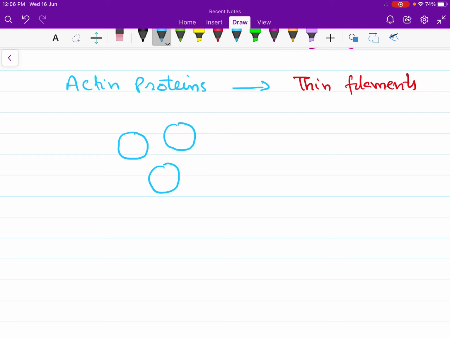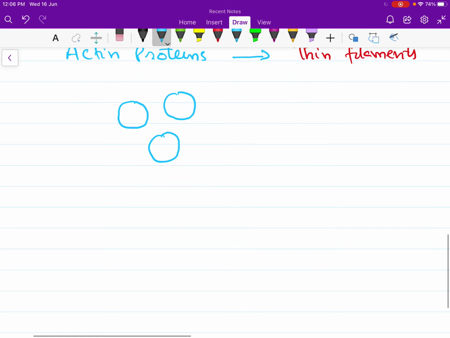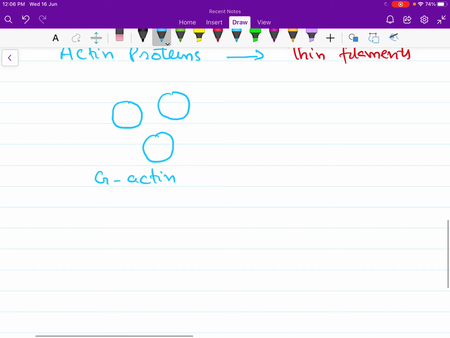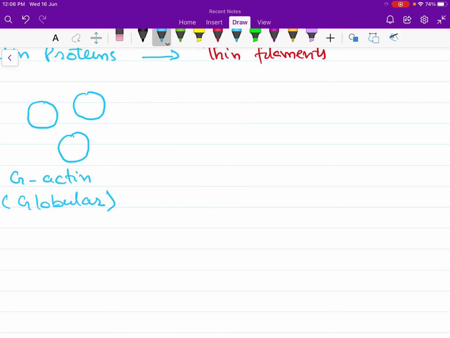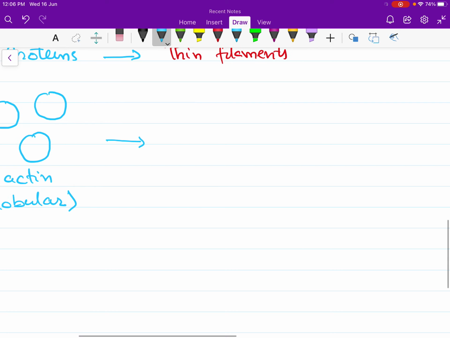It is present in the form of globules, and the globular form of the actin protein is called G-actin. So globular units of the actin protein are called G-actin. G stands for globular. And several units of globular actin will polymerize and form a fibrous structure. So let me draw a G-actin.